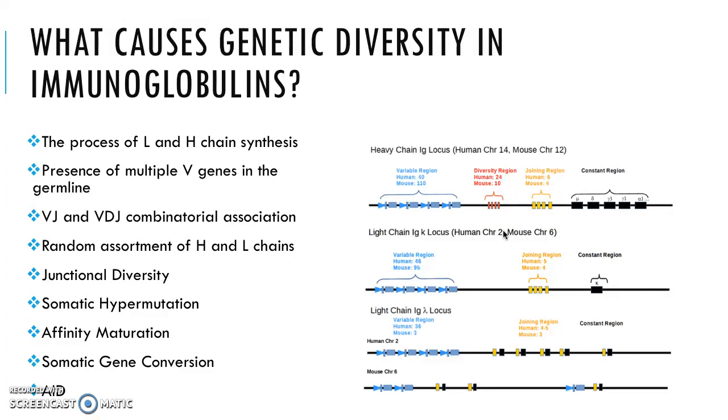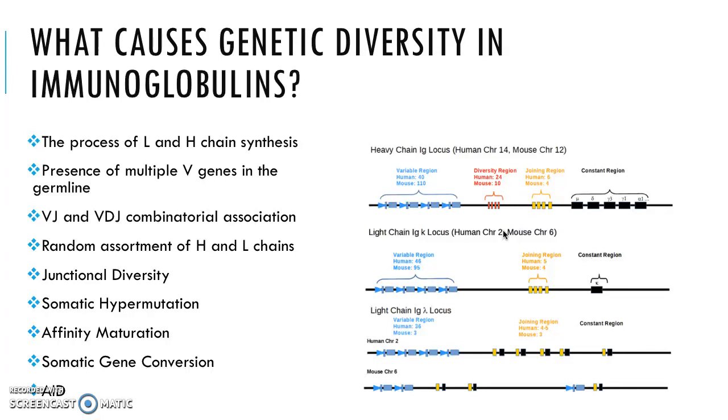Random assortment of both the heavy and light chains also plays a role in genetic diversity of immunoglobulins. Any heavy chain produced can associate with any light chain that is produced, leading to a wide variety of combinations.